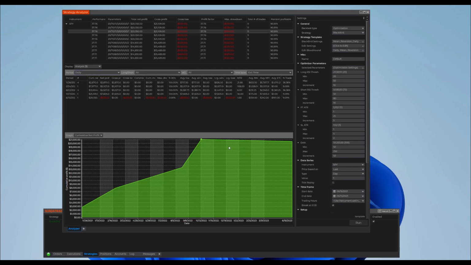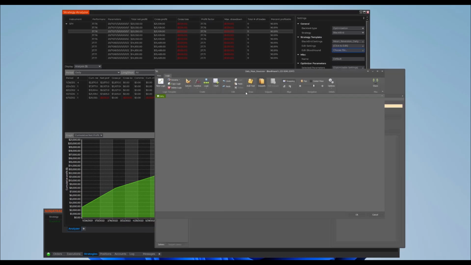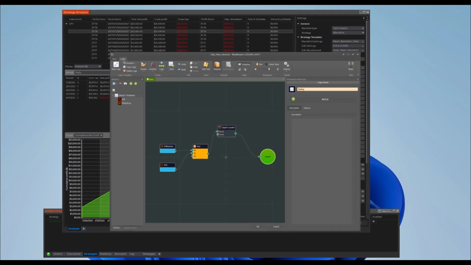All right, so with that out of the way, let's take a look at a typical workflow. So now that we've determined that changing the EMA may not have been a major factor here, I'm going to make two changes. The first one is I want to go to BloodHound, and I'm going to add another node.